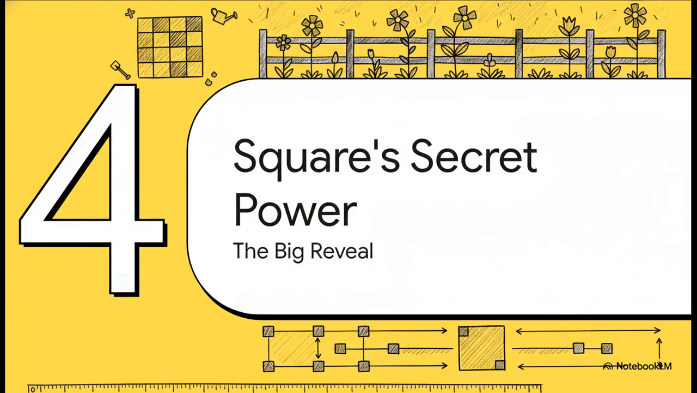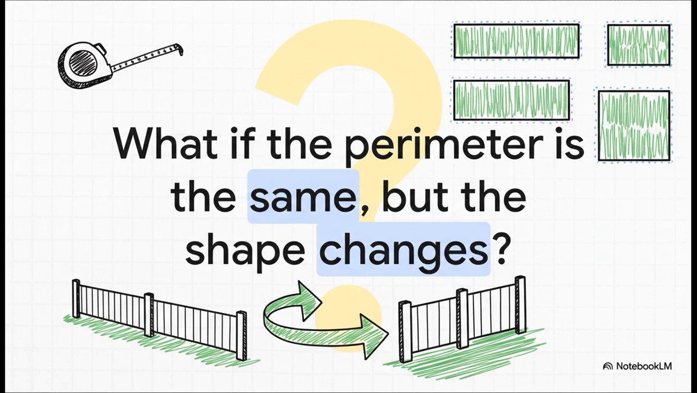Okay, we've got the definitions, we've got the formulas, and we've got the golden rule of units. Now it's time for the big reveal. Let's finally solve our garden problem and uncover section 4, the square's secret power. Let's go all the way back to our 20 meters of fence. The perimeter is fixed. It's 20, period. But we can make lots of different rectangles with that fence, can't we? So what happens to the area, all that nice grass, when we start messing with the shape of the garden?